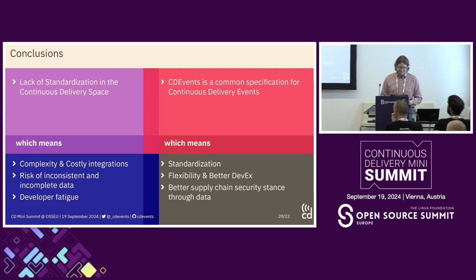So just to summarize, in a couple of words, what the main takeaway from this talk is, there is really fragmentation and a lack of standardization in the continuous delivery space. And with continuous delivery, I don't only mean CD like in deployment, but the overall software factory, starting from defining requirements to monitoring things in production. And so that means that there is complexity and costly integration that needs to be maintained. There is risk of inconsistent and incomplete data. And there is also developer fatigue for people that have to maintain the systems.